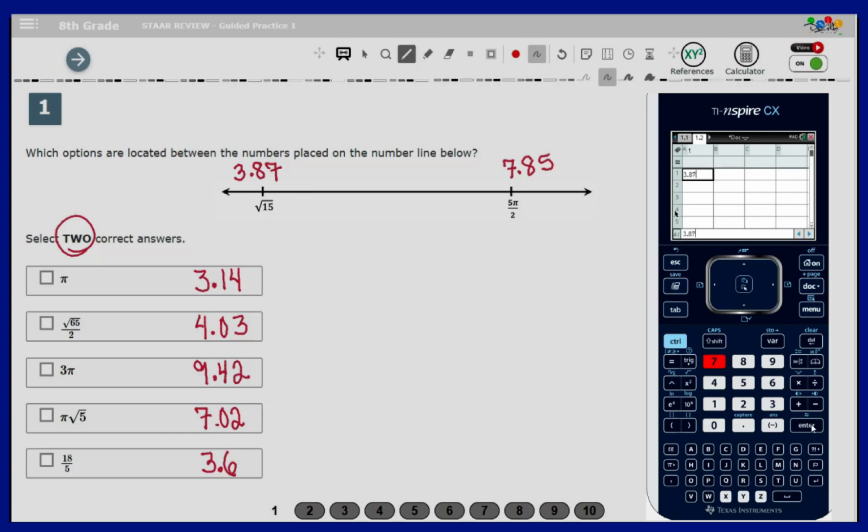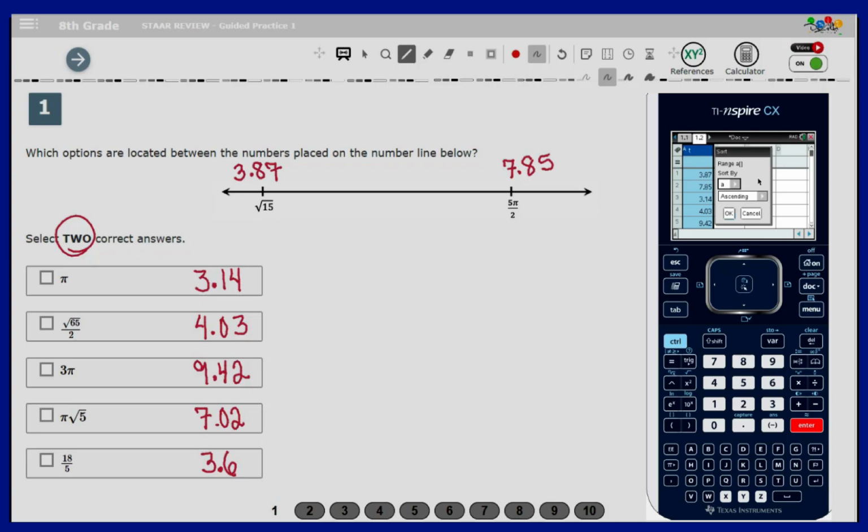Okay, so I got 3.87. Just go ahead and put all the numbers here. Okay, I'm about to finish. And then 3.6. So I have all my numbers here. I'm going to go all the way to the top, and then highlight my numbers. Then I'm going to click on menu, actions, and then number 6.